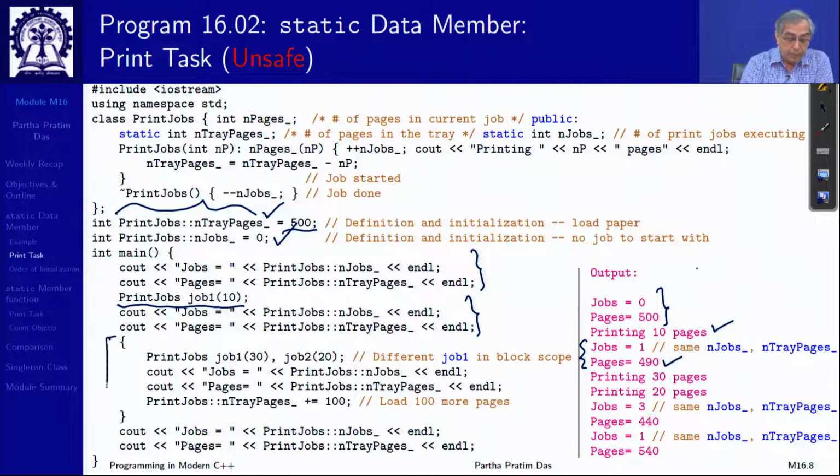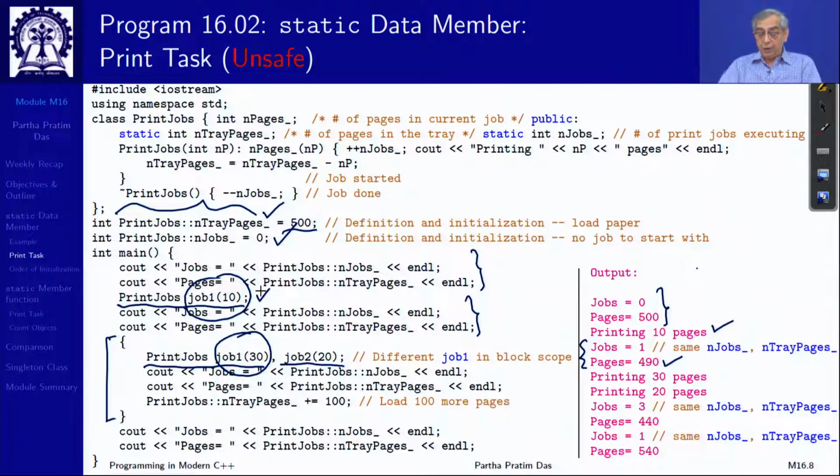Now, in a scope, I create 2 more jobs. Mind you, I have created a job 1 here, I have created a job 1 here, and the rule of scoping holds. So, the job 1 created inside the block scope is different from the job 1 created outside the block scope, right. So, job 1 prints 30 pages because it is taken as 30, job 2 printing 20 pages.